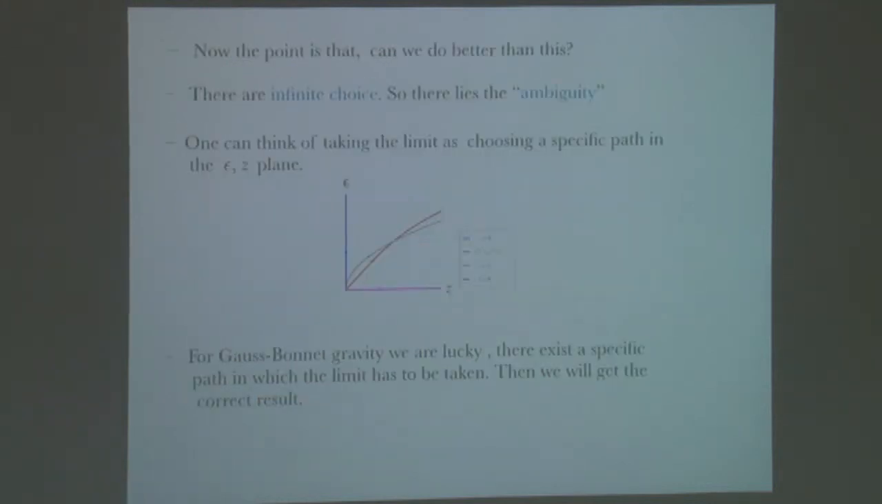So, the point is, is there any way out from this situation? We can think of this limiting procedure as taking the limit of a function of two variables, epsilon and z. From this two-dimensional figure we can see that there are infinite ways of taking this limit. Each of these choices gives you different values for the entanglement entropy.